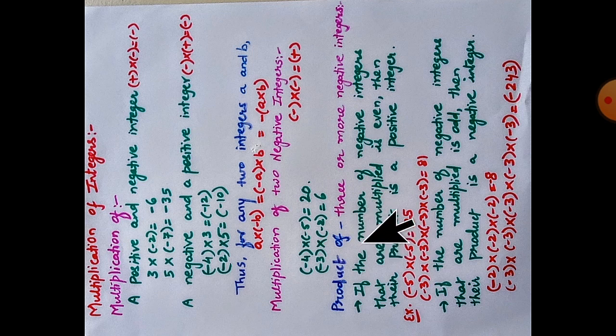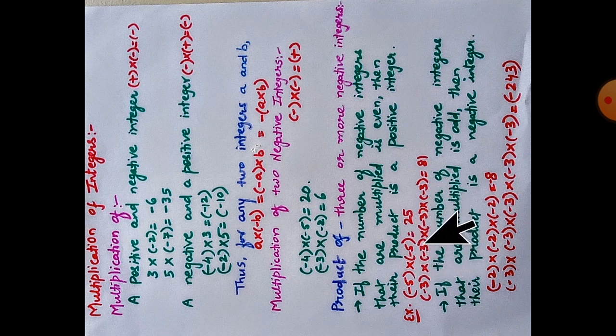Now let us see the product of 3 or more negative integers. If the number of negative integers that are multiplied is even, then the product is a positive integer. That means if an even number of integers are multiplied, then the answer is positive. Let us see. Minus 5 into minus 5 will be 25. That is 5 5s are 25. Minus minus will be plus, so plus 25.